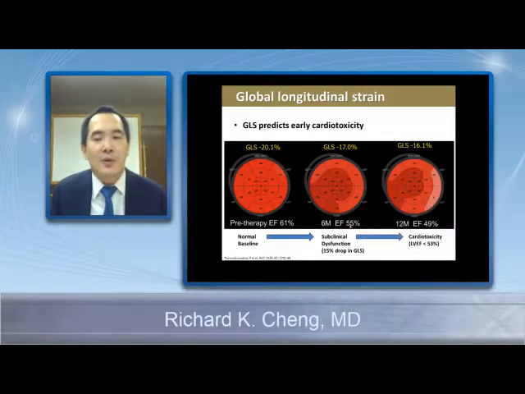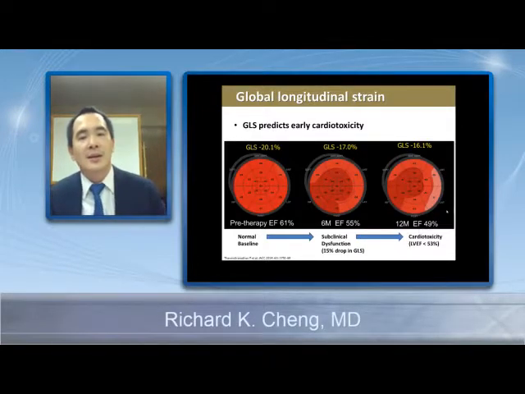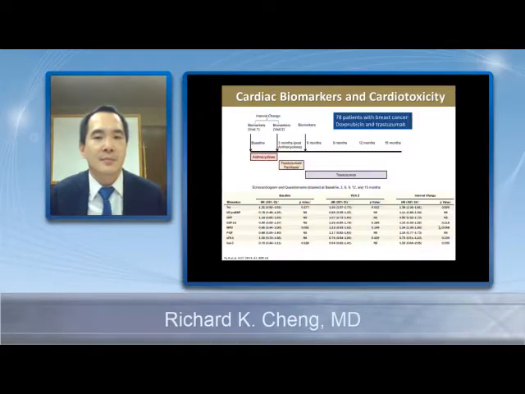In this case, for example, this patient at 12 months now goes on to develop clinical cardiotoxicity. Their strain goes down further, but their EF cutoff now meets our criteria for clinical LV dysfunction. The EF has dropped greater than 10% from 61 to 49%, and this is now lower than our cutoff of either 50 or 55%. What about cardiac biomarkers?